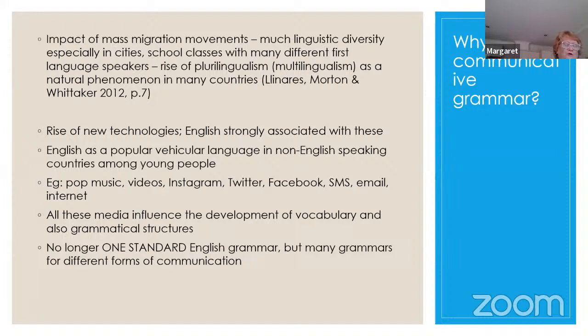And those young people don't necessarily have near native competence in English. They might be beginners, they might be at intermediate level. They've got some knowledge of English. What they don't know to be grammatically correct, they make up. And so in that way we get another lot of English grammars developing. The impact is not just on the vocabulary, but also on grammatical structures. So as I've said here, there's no longer one standard English grammar, but many grammars for different forms of communication.